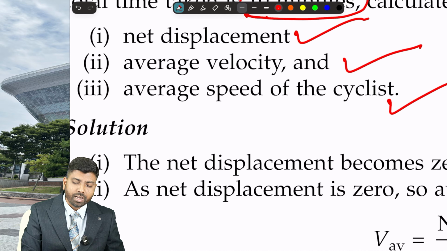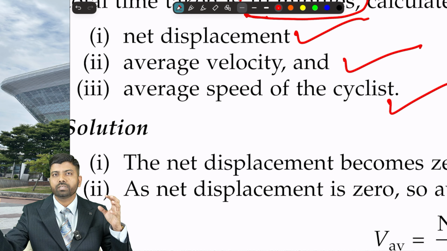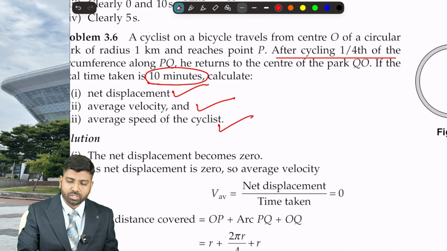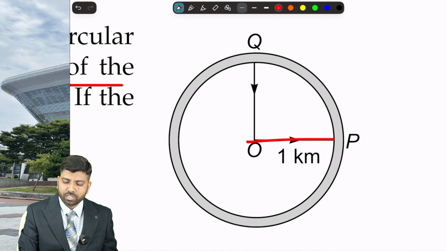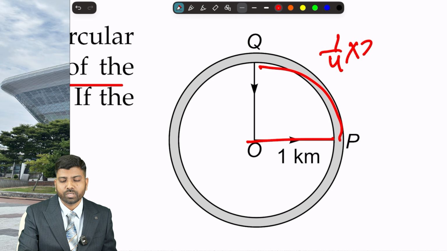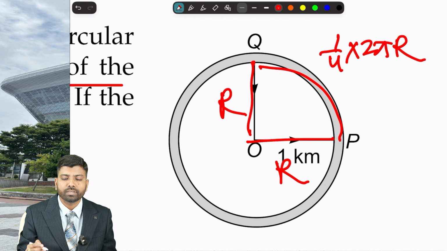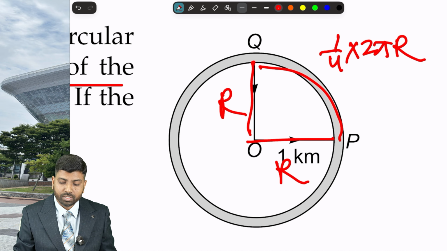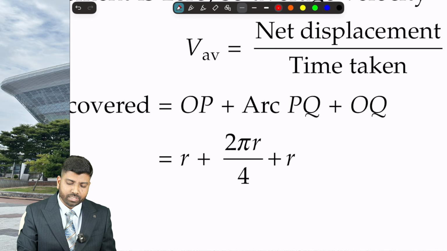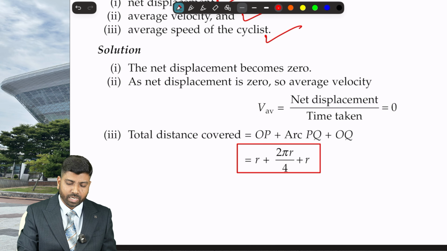Then the next point is the average speed. When you want to find the average speed, we have to find the total distance and divide by the total time. So we need to find the total distance. The first distance is 1 kilometer. Next is 1/4 of the circumference of the circle, and the next one is again the radius. So we have two radii and 1/4 of the circumference of the circle. If I add all this, we find the total distance, and then divide by time.